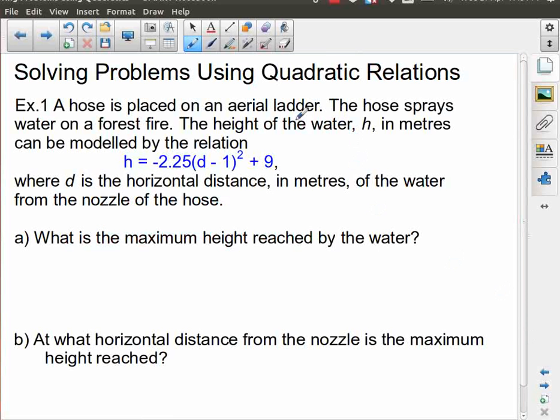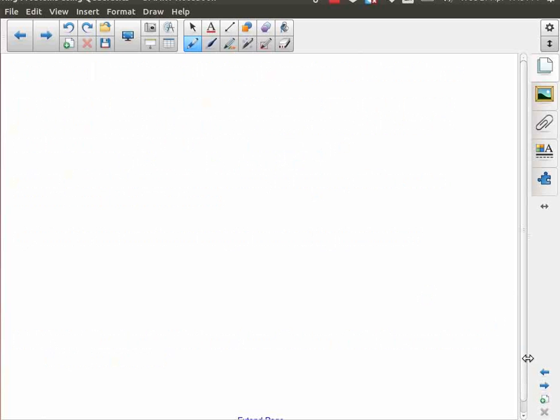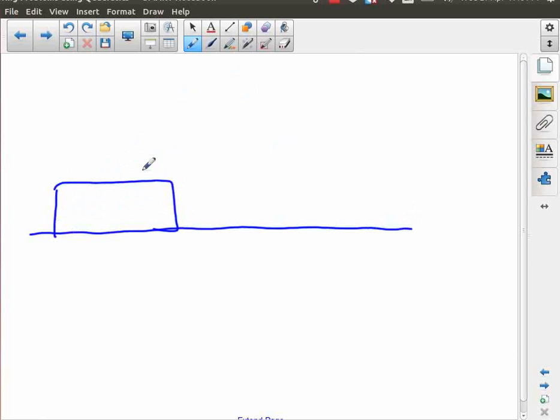Okay, so let's take a look at a few examples. In the first one, we have an example from a fire department. An aerial ladder is something that would be on the back of a fire truck, and here we have a hose being placed there. The hose sprays water on a forest fire, and the height of the water is modeled by this equation. So I'm just going to put in a very quick diagram. There's the ground, there's my truck, there is a ladder on the truck, and there is a fire hose on the end of the ladder, and that fire hose, I'll make this red, is putting water on a fire.